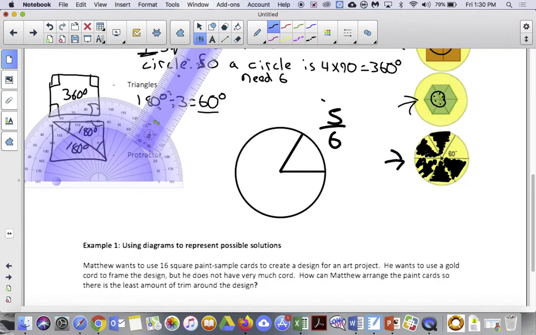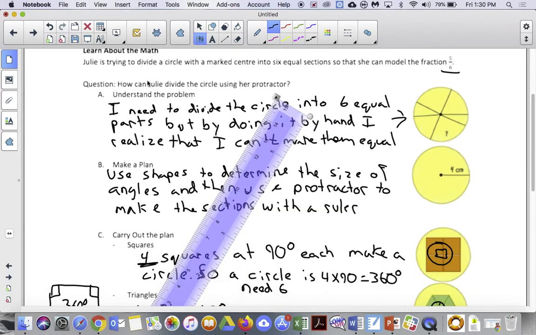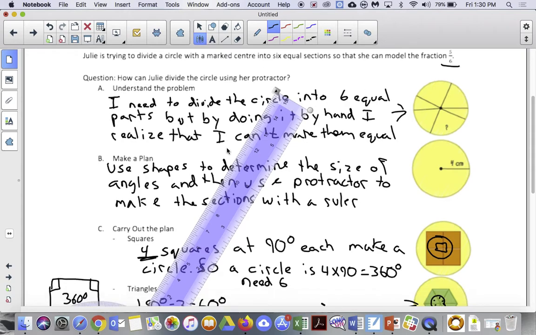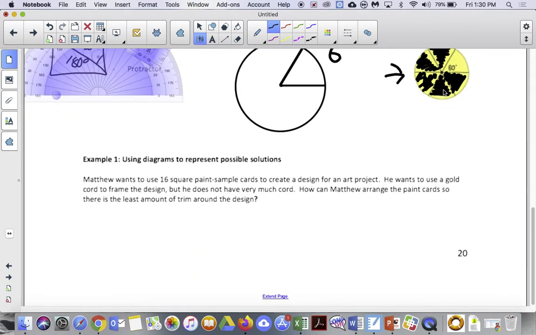Look back. Is everything that it asked solved? So I look up and the part was, I need to divide the circle into 6 equal parts to make the fraction 5/6. I did that. So I am correct.